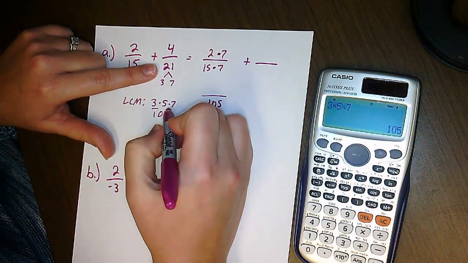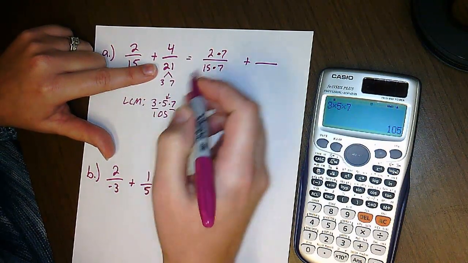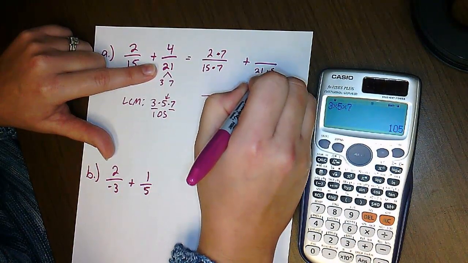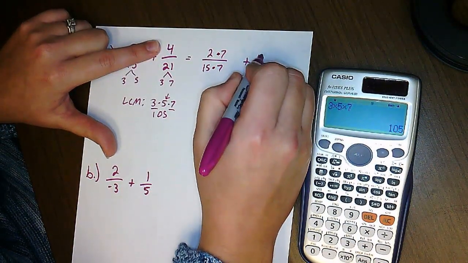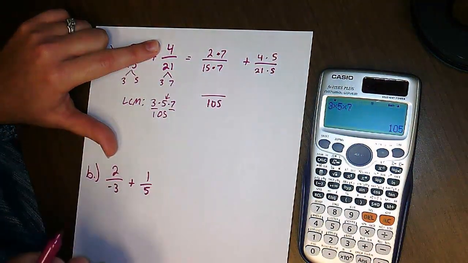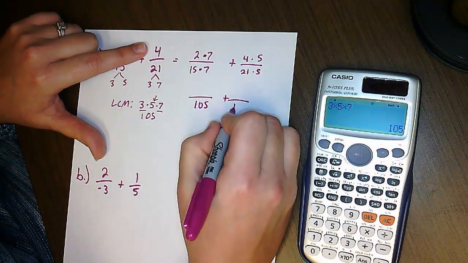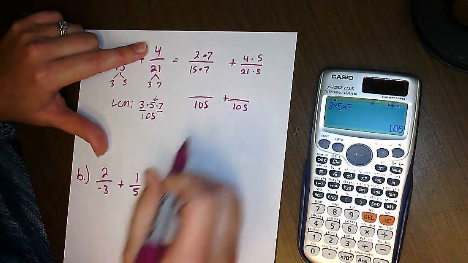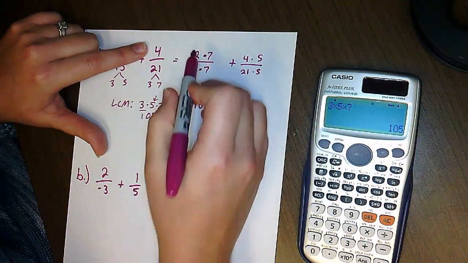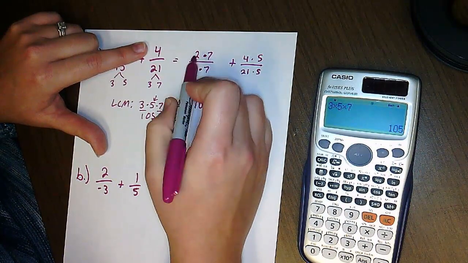21 is the 3 and the 7, but we were missing the 5, right? So let's take that 21 and multiply it by 5. Whatever was on top, we've also got to multiply it by 5, just to keep things fair. So that should make 21 times 5 become our 105, and now our denominators match. Okay, so we're ready to finish this up here.